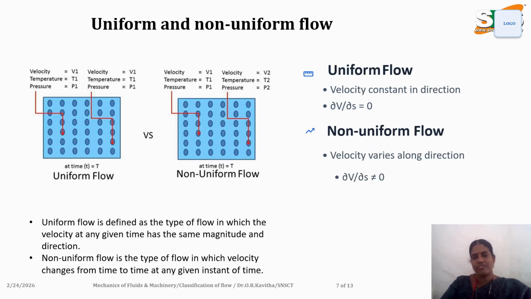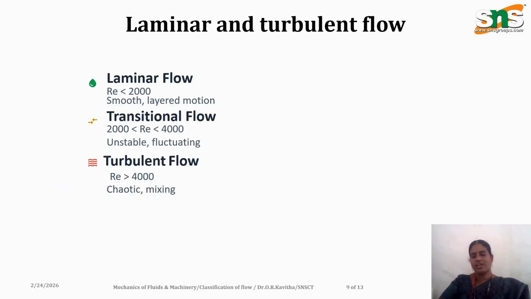Now we will see uniform and non-uniform flow. If I take the x direction, y direction, z direction, and the velocity is constant in all directions, it is uniform. If it varies with direction, it is a non-uniform flow. You can see this diagram. In uniform flow, the velocity, temperature and pressure do not change at any point. But in non-uniform flow, the temperature, pressure and velocity change. Therefore, at a given instant of time, these properties get changed.